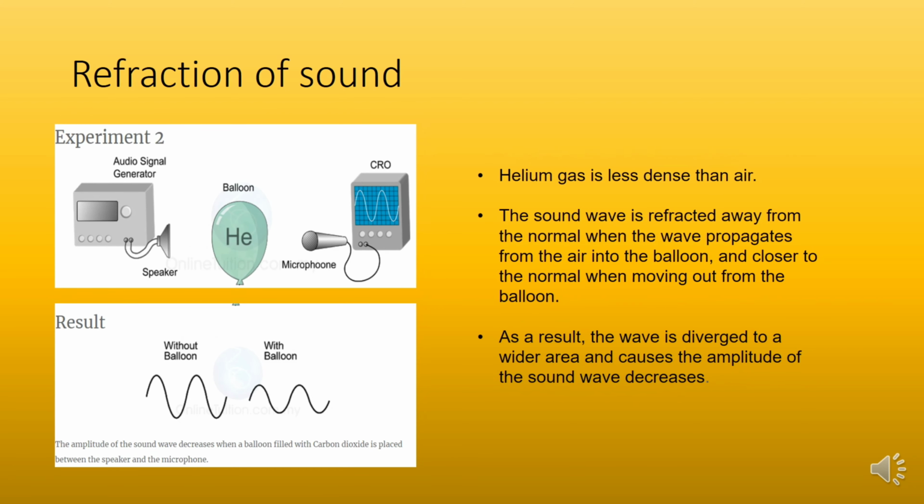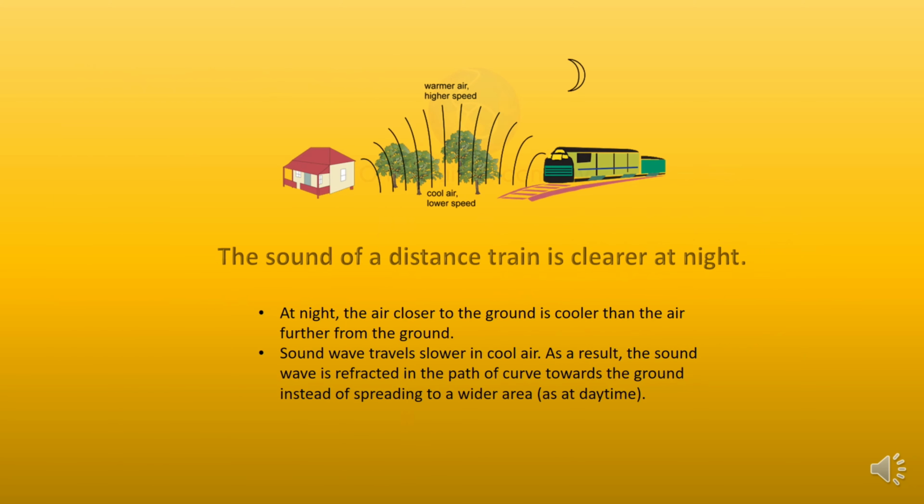And then here is another example where refraction of sound also occurs, but we change the gas inside the balloon. Here we use helium. So this is the difference. Without the balloon, the amplitude is higher compared to with the balloon. Why? Because the wave is diverged this time. Okay, this is another example of refraction of sound.